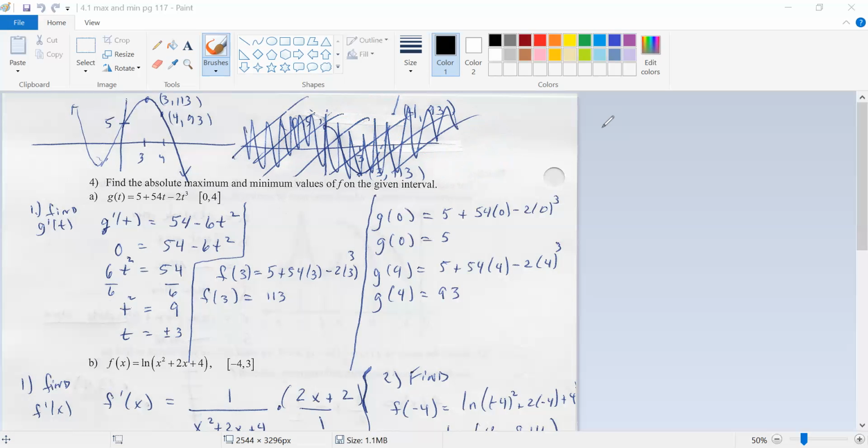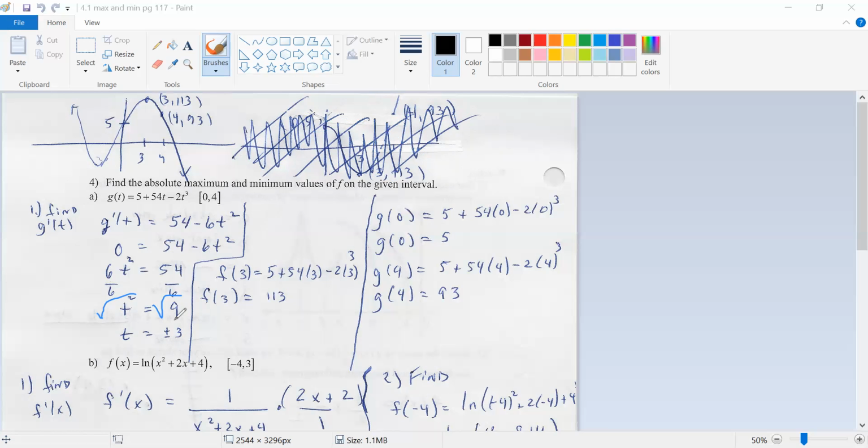Okay, so if you're back now or just continuing to watch, the derivative of my g function here is just 54 minus 6t squared. Notice now I'm almost assuming you can take the derivative pretty quickly. You set it equal to 0, and I moved the 6t squared over to make it positive, get rid of the negative. Divide both sides by 6, and then you have to square root both sides to get an answer that's plus or minus 3.